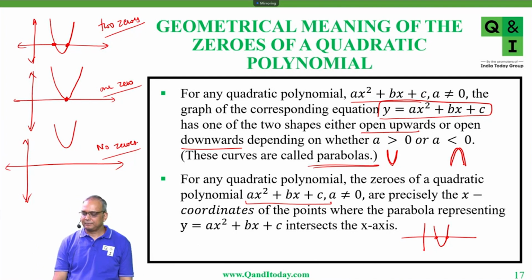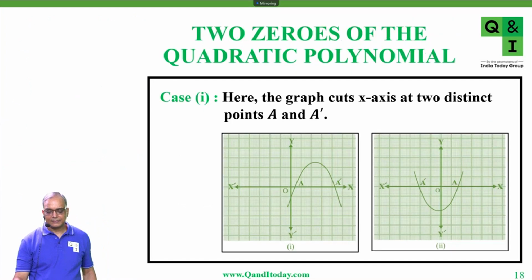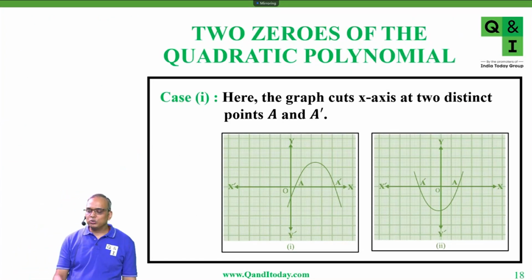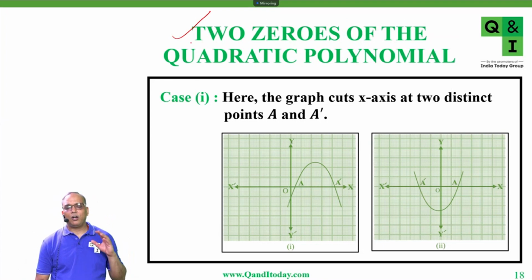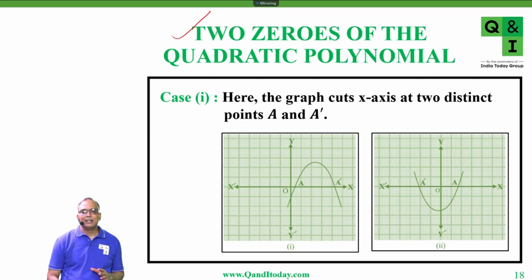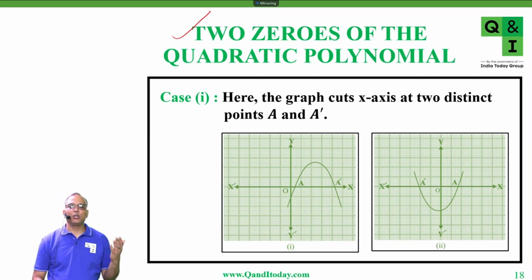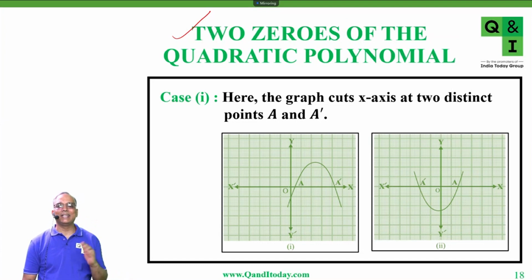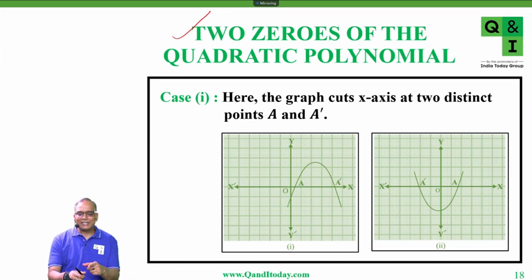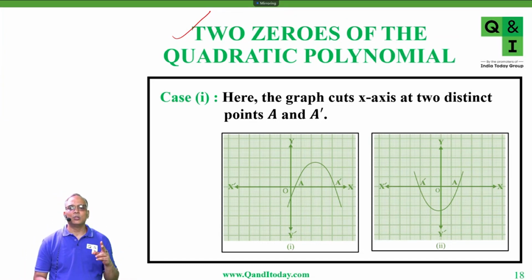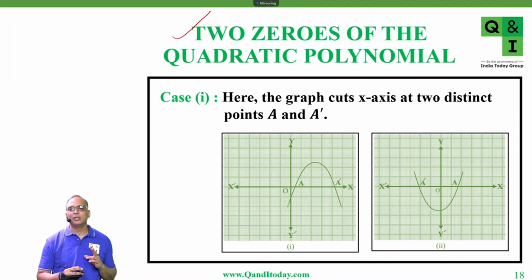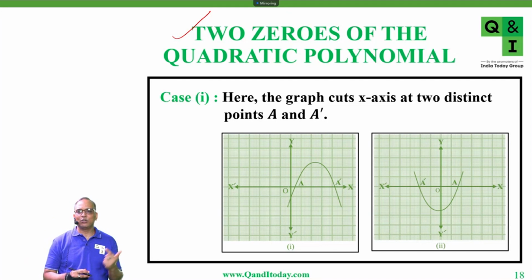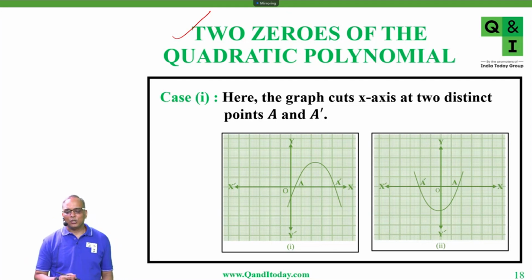Okay. Let's move ahead. Now two zeros of the quadratic polynomial. As I said, the maximum number of zeros which a polynomial can have is equal to the degree of that polynomial. Since the degree of a quadratic polynomial is 2, the maximum number of zeros which a quadratic polynomial can have is 2. It can have 1 also, it can have 0 also, which we saw here.